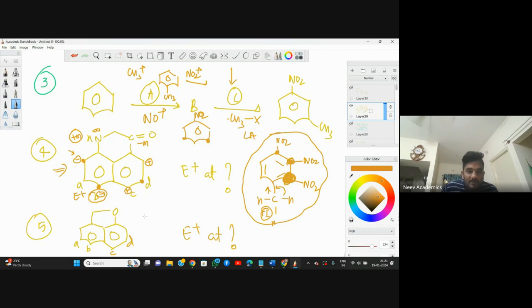Why is it C? Here we have oxygen with a lone pair, so it will be a plus M group. It will be giving electron density at the ortho and para positions, not meta. So for sure, ortho is not given in any option. So it will be C always. It is ortho para directing, so the para position is the answer. So position C, not option C. Correct or not?